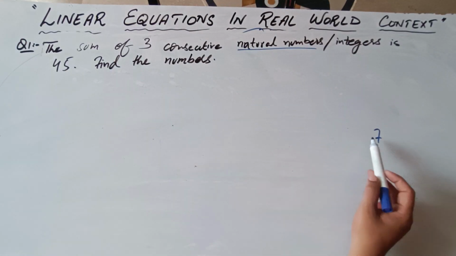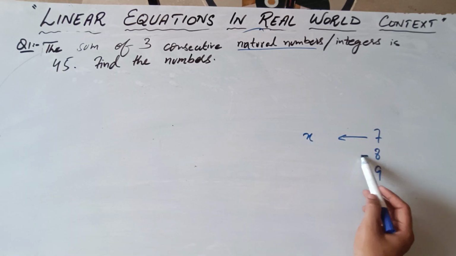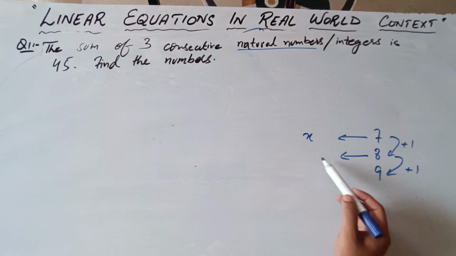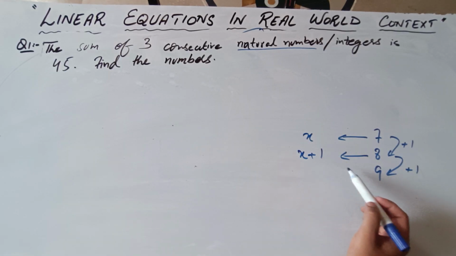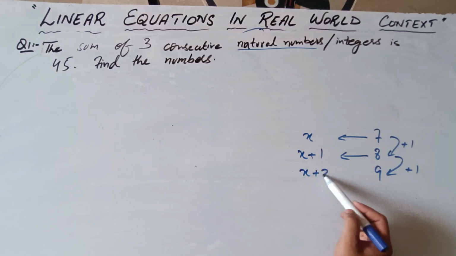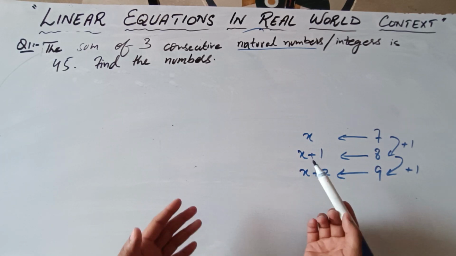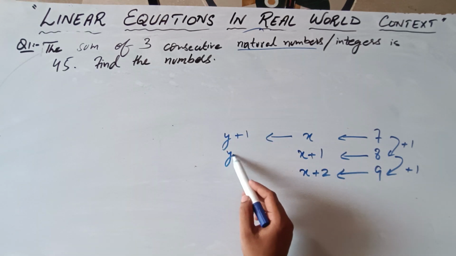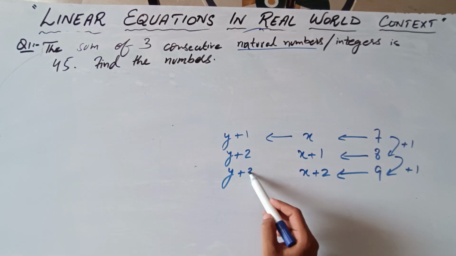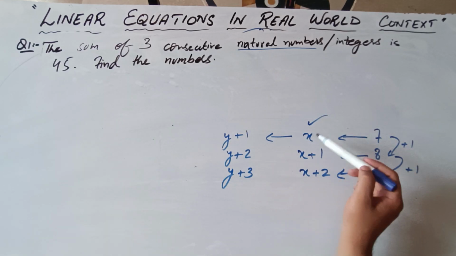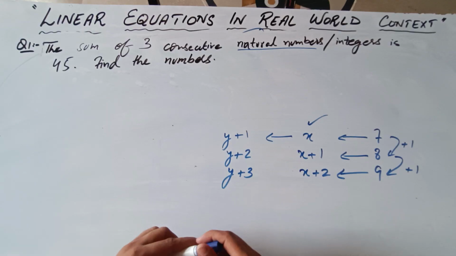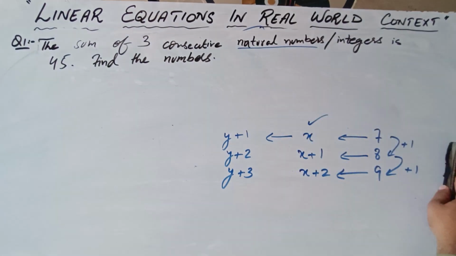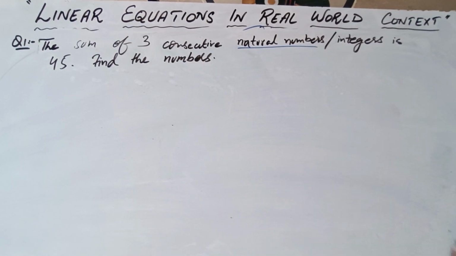Now let's consider x as the first integer. To obtain the next integer, the gap is +1, meaning the next integer is x + 1, and the third integer is x + 2, because the gap is 2. I hope you have understood. If you take the first integer as y + 1, the next integer would be y + 2 and the third integer would be y + 3. I prefer the consideration in which x is all alone. In consecutive natural numbers or integers, the gap is +1. That's why we are considering this.